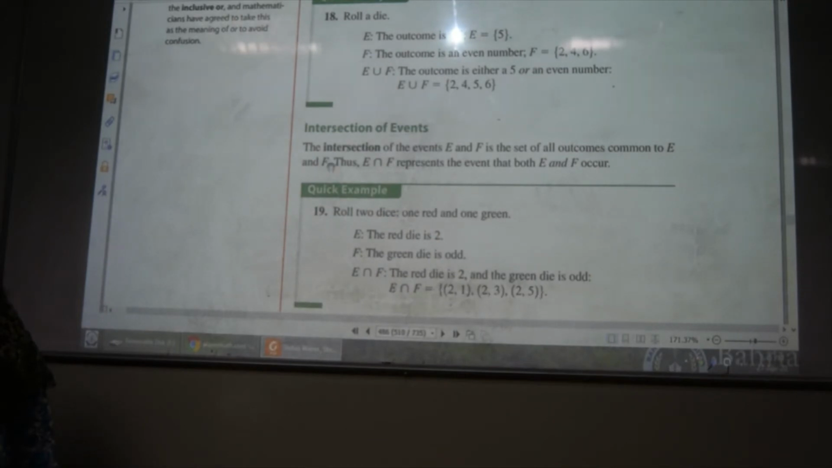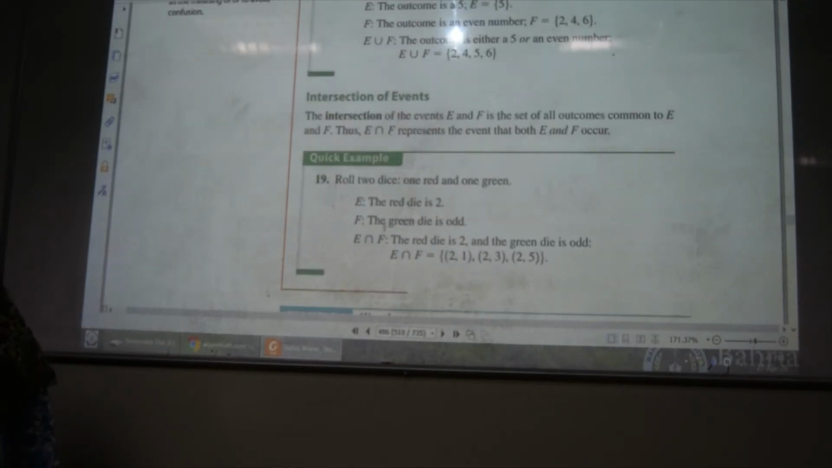Intersection would actually be this and this. So this is, the red die is 2, the green die is odd. So the intersection could be 2 and the green die is odd. It could be the green die 1, 2, 5 is odd, and this could have all possible occurrences with 2.